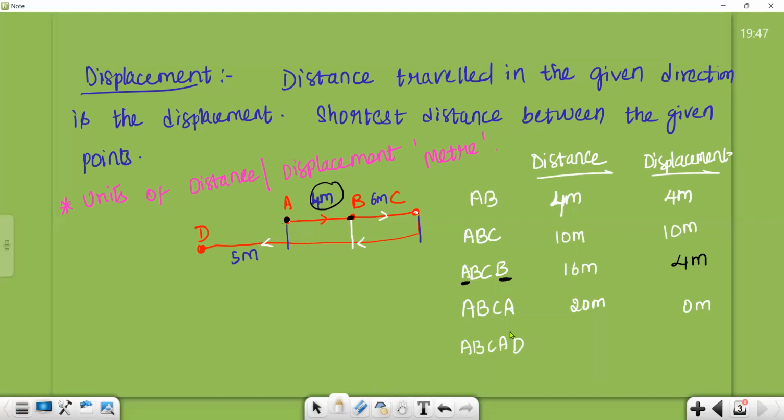Then if the points are A, B, C, A, D, then tell me. Ma'am, 5 meters is the displacement? Displacement is 4 meters? How? It started from A and ended at B, so you can go directly to B. No, everybody is wrong. Think properly.